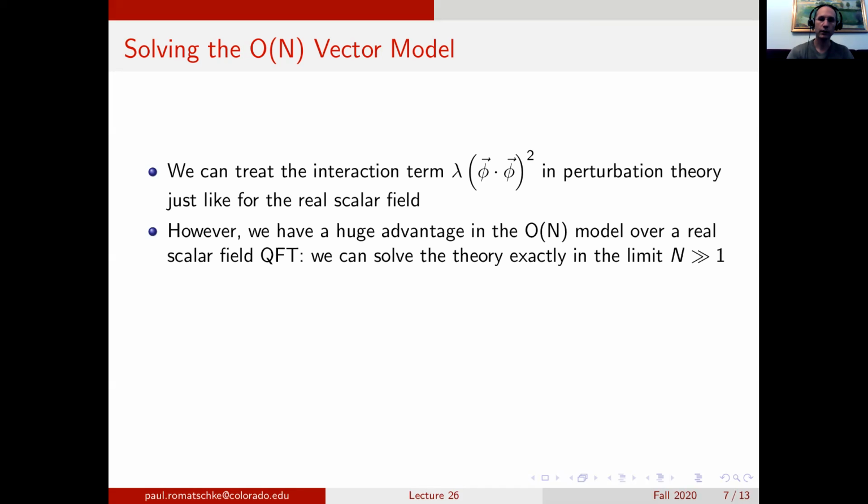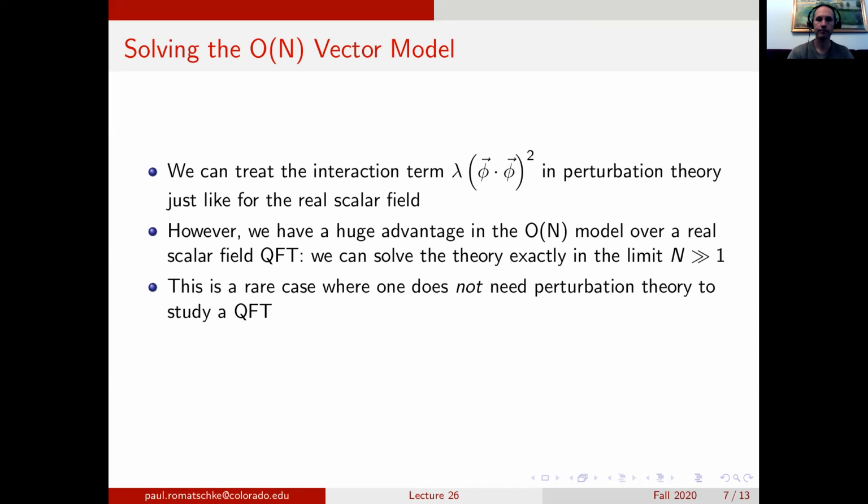In the O(N) vector model, we have a huge advantage over, for instance, the real scalar field. We are actually able to solve the theory exactly in the large N limit. This is a rare case when one does not need perturbation theory in order to understand a quantum field theory.